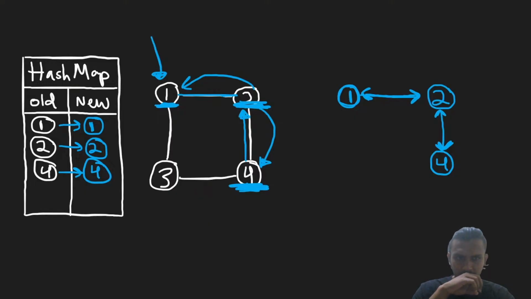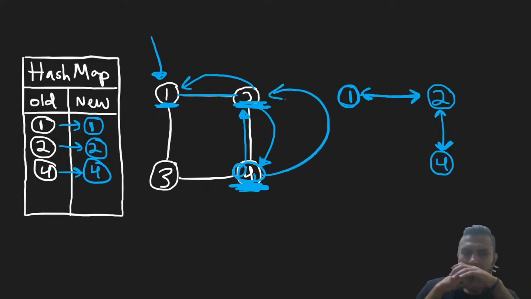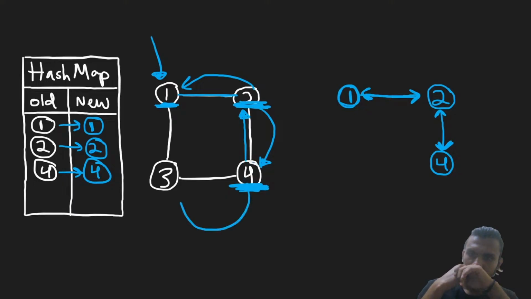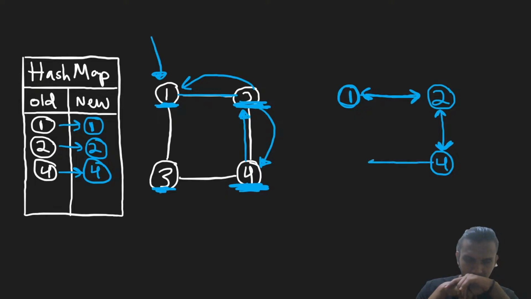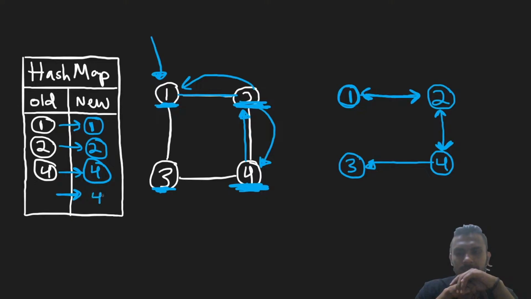So now that for 4, we wanted to create a clone of 2, we also want to create a clone of its second neighbor, 3. So now let's create a clone of 3. So we know that 4 is going to be able to connect to this neighbor of 3, so we're creating a clone for it. And we're going to take the original 3 node and map it to its new copy node of 3.